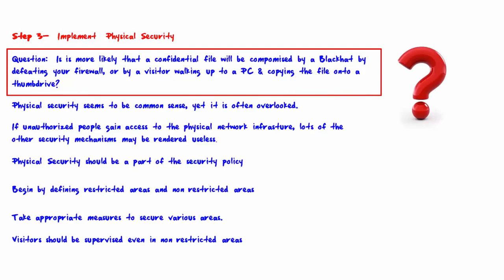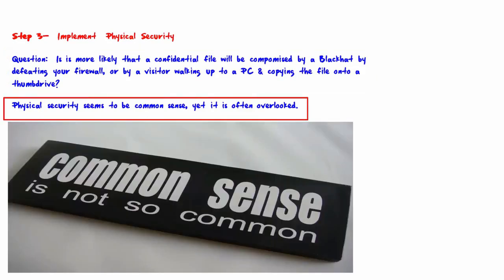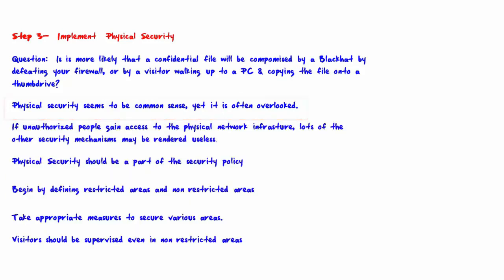Is it more likely that a confidential file will be compromised by a black hat by defeating your firewall, or by a visitor or black hat walking up to a PC and copying the file onto a thumb drive? In general, the answer is the latter, which underscores why you need to implement physical security. Physical security may seem to be common sense, yet it is often overlooked.